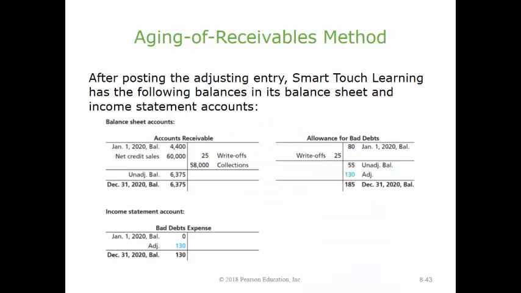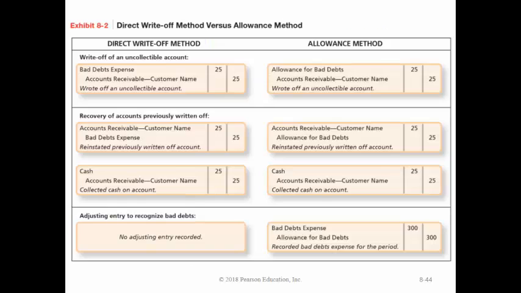After posting the adjusting entry, Smart Touch Learning has the following balances in its accounts. Accounts receivable, a $6,375 debit balance, allowance for bad debts, $185 credit balance, and bad debts expense, $130 debit balance.